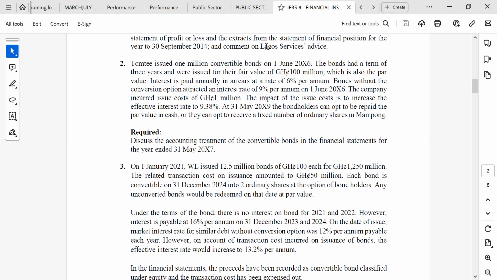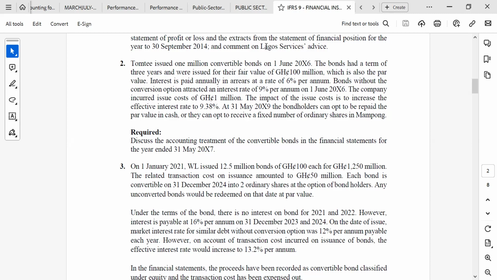Okay, please, you always have to pay attention to the redemption value. The redemption can be done at a premium. So you just have to know how they are going to be paying the amount back. It can be paid at a premium. It can be paid at a discount. It can be paid at par. Par means the nominal value.